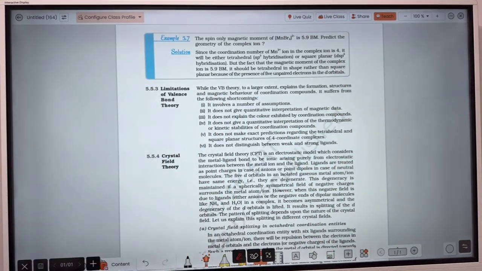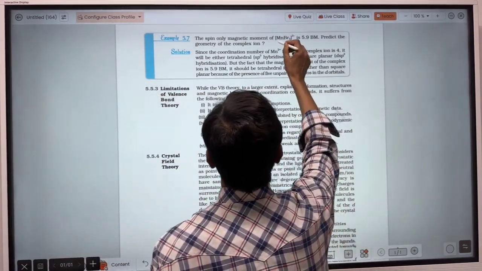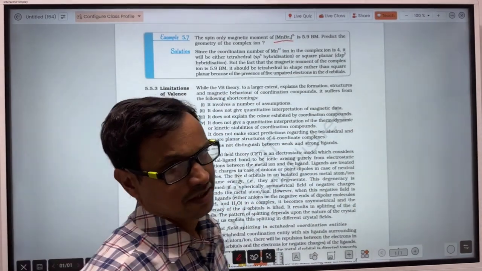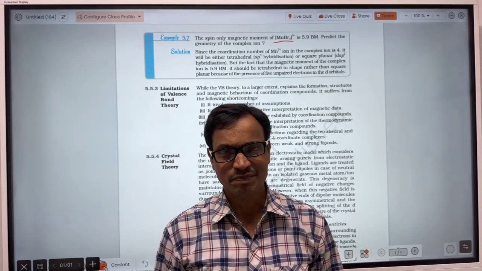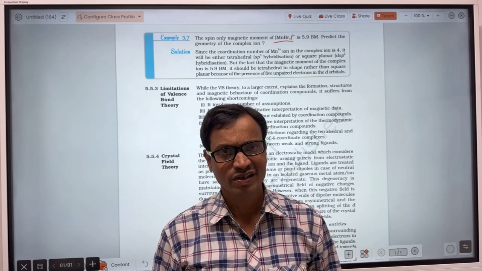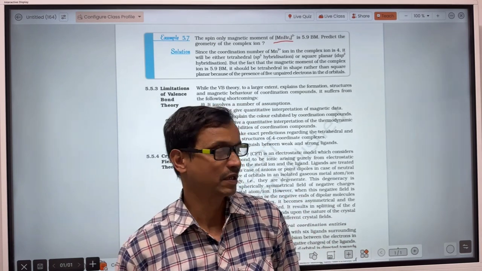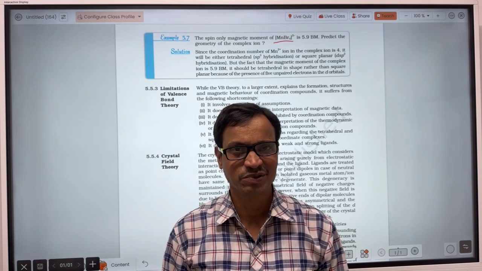Listen here, the question is: a coordination compound is given and its dipole moment has been given, and you have to predict the geometry of the complex. The coordination number of the compound is 4, so the compound may be tetrahedral or square planar. We will have to predict which one it is.